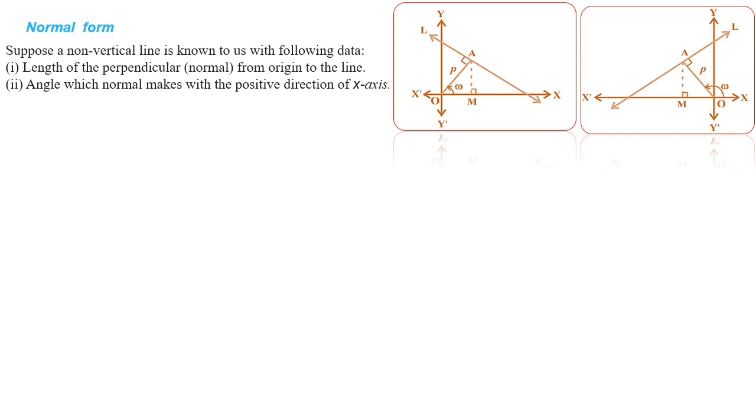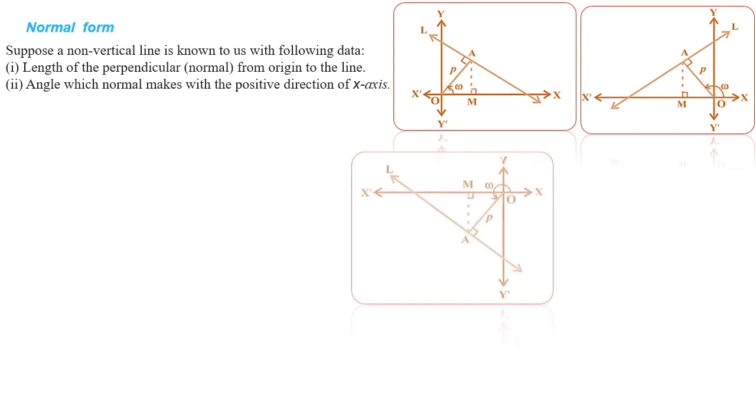So see, this is on the x-axis, or maybe we can call it the first quadrant side, and when the line comes this way, the perpendicular distance from the origin to the line is p. The angle which the normal makes with the positive direction of x-axis, from the positive direction to the perpendicular, is omega. Now when the perpendicular comes into the second quadrant, see this much angle.